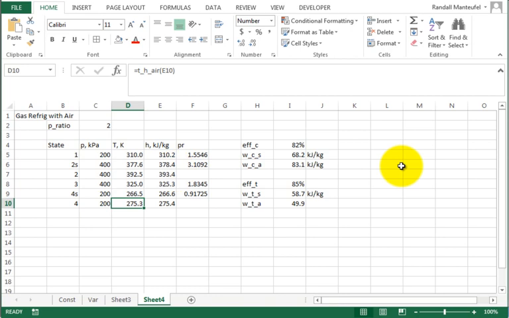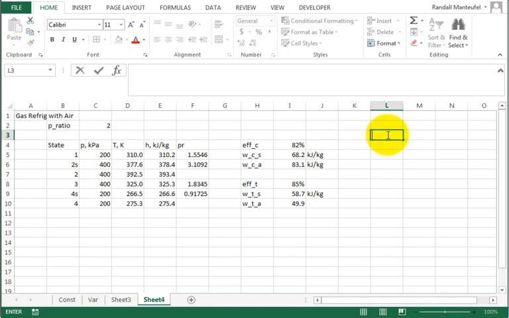Okay. So we come over here, we're going to make a table of our energy transfers for each component. So what are our components? Well, the first component would be our compressor. Then our heat exchanger where we reject heat, and then our turbine, and then our heat exchanger where we are providing refrigeration.